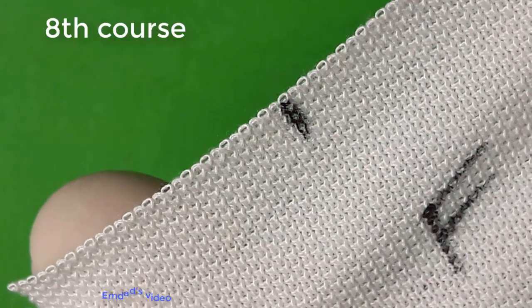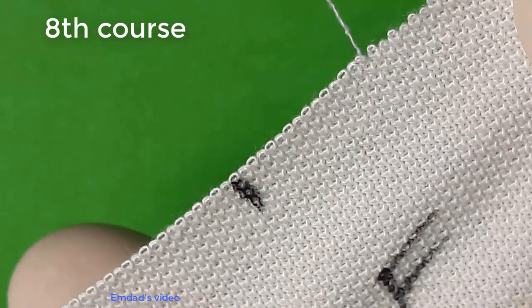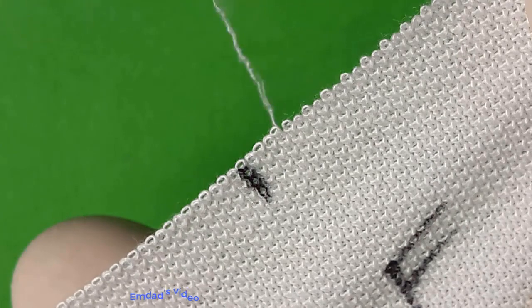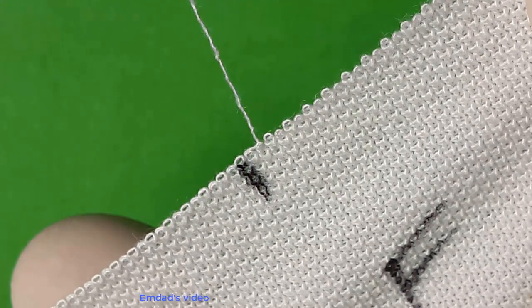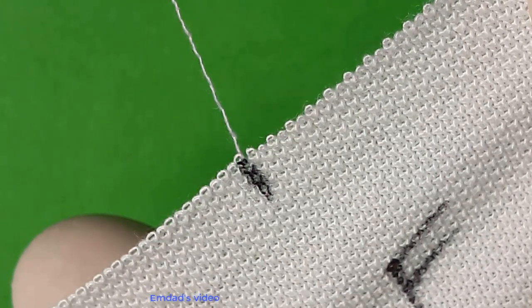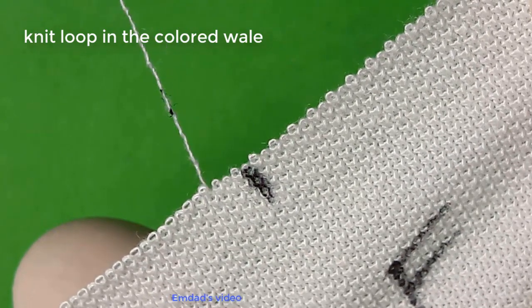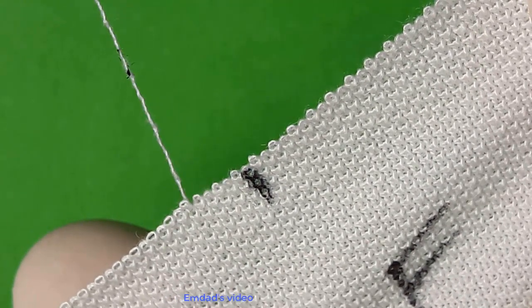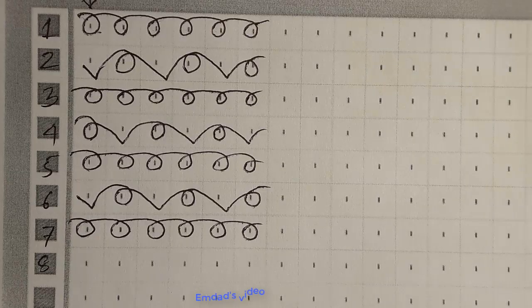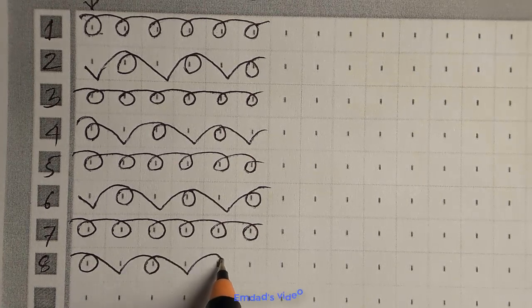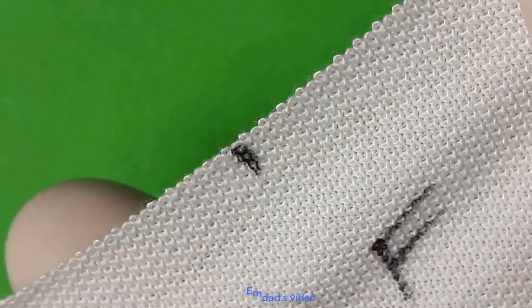In case of the eighth course, this course is a knit tuck course. So in the colored position, we have got knit loop and then tuck. In case of the eighth course, it will be knit tuck, knit tuck, knit tuck.